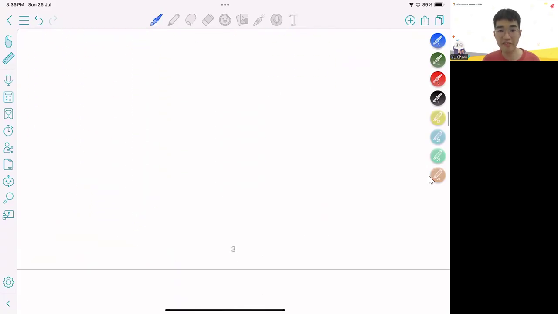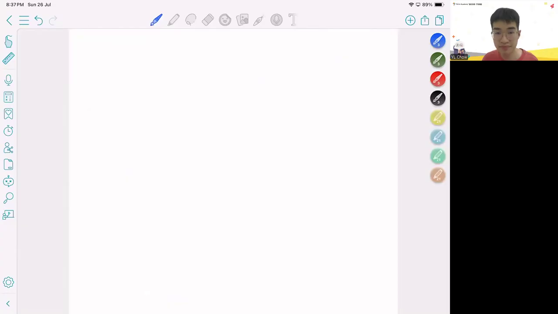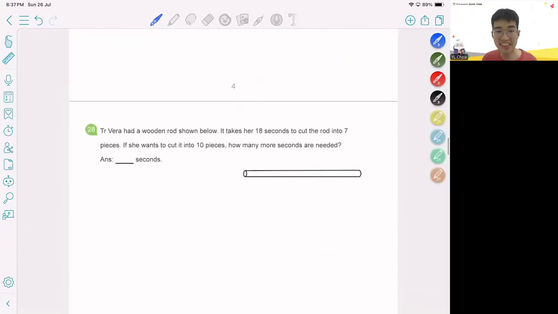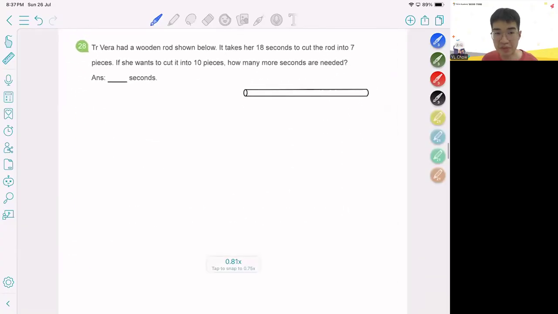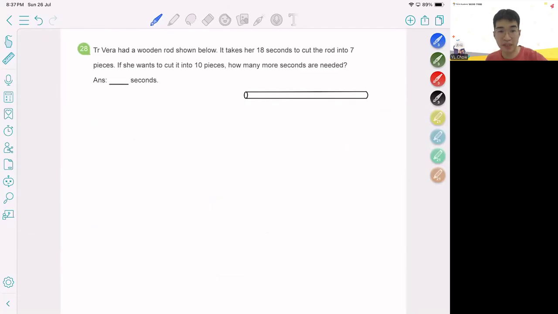Now that we are done with our multiple choice questions, the next question, let me give you a bit of suspense. What problem is it? The next question is actually an interval problem. Let's take a look at this question.